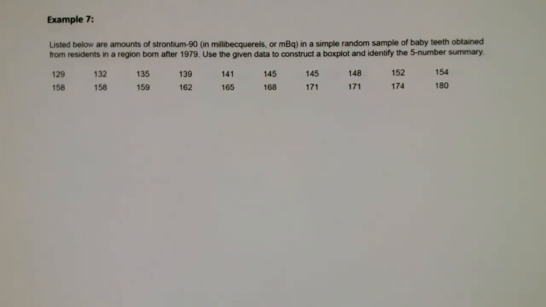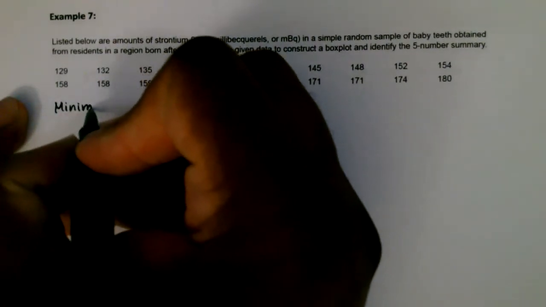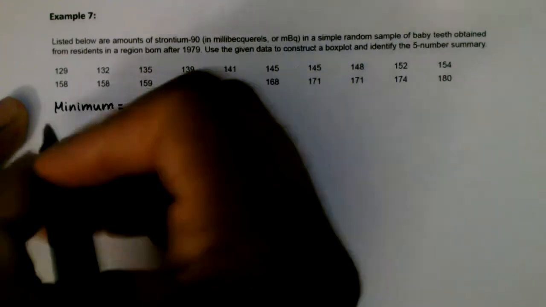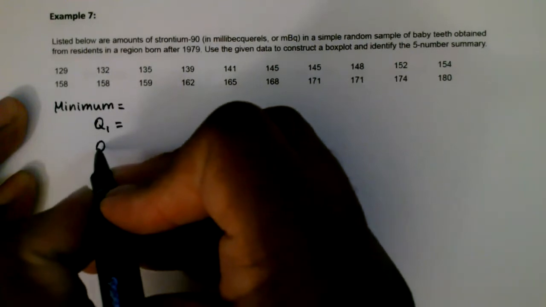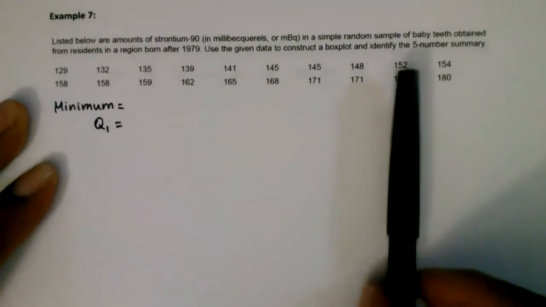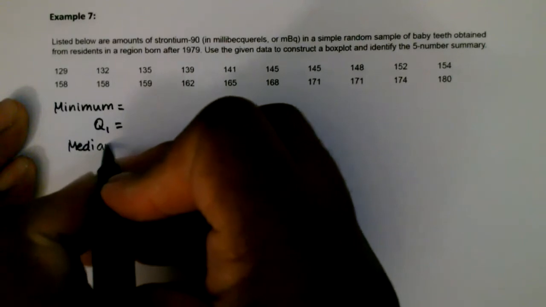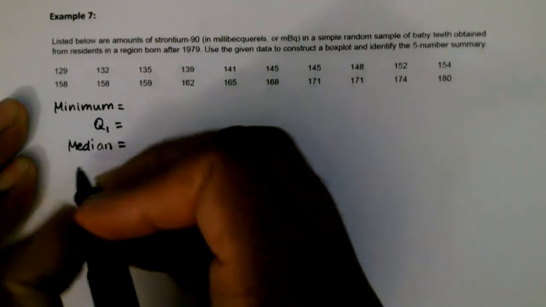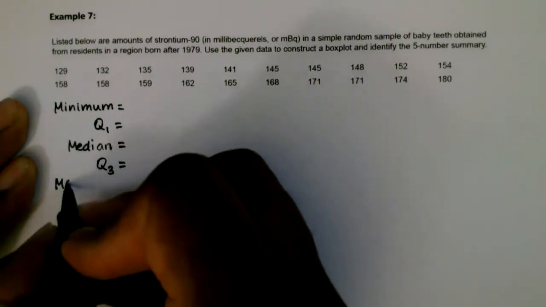Okay, so our 5-number summary consists of these 5 things: the minimum, and then Q1, then Q2, which is of course the median, so I'm going to call that the median instead of Q2. And then Q3, and then the maximum.